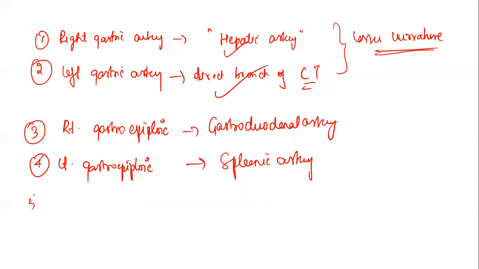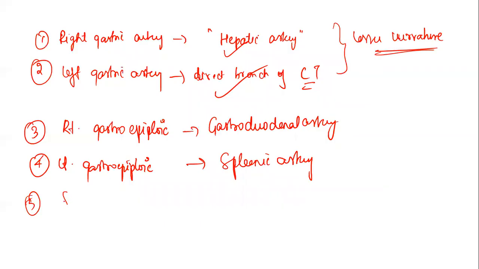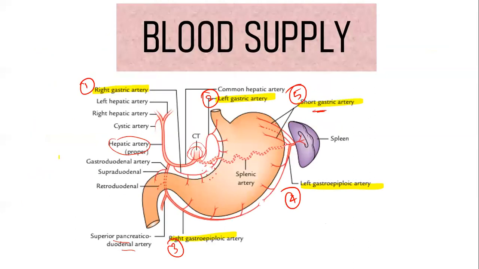Yes, very good, done. The last one, if you take, is we have got something here, right? Short gastric arteries. Short gastric artery. Again, it is a branch of splenic artery. So if you appreciate this, you have got some minute branches that supply the body and the fundus of the stomach. So that is short gastric arteries.